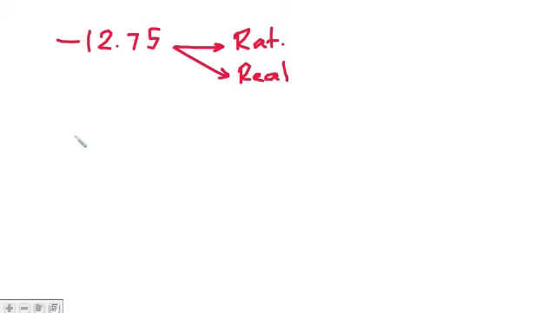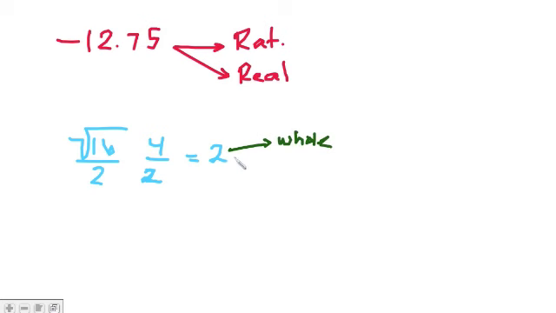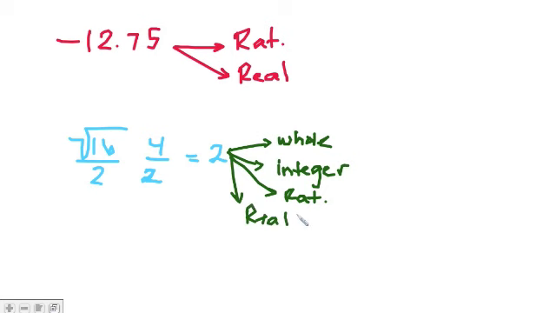All right, what about this number here? What if I did the square root of 16 over 2? Well, what is the square root of 16? It's 4. 4/2. Okay? Well, 2 goes into 4 2 times. So this crazy looking thing, the answer is a whole number. The answer is also an integer. Okay? The answer is also rational. And the answer is also real. So this one had 4 different categories it fell under.